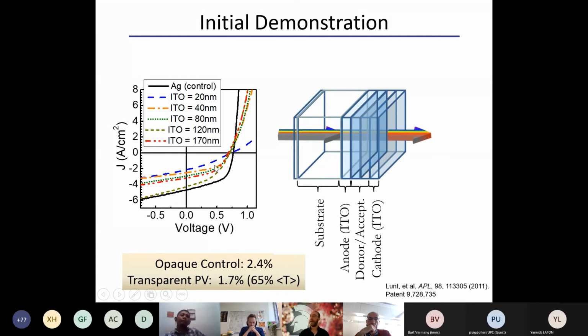There's a lot of complex optical interference going on, even though it seems like a simple transparent device. But nonetheless, with this simple optimization, we showed that we could take a 2.4% opaque cell, convert it to a transparent cell with 65% transparency and a power efficiency of 1.7.